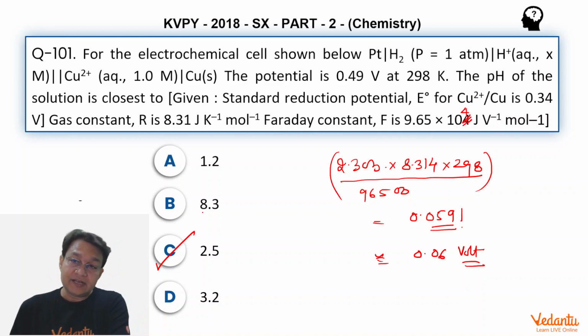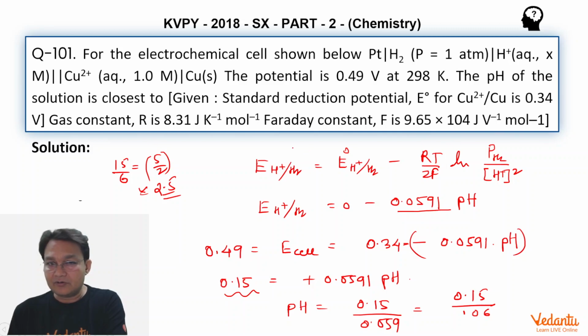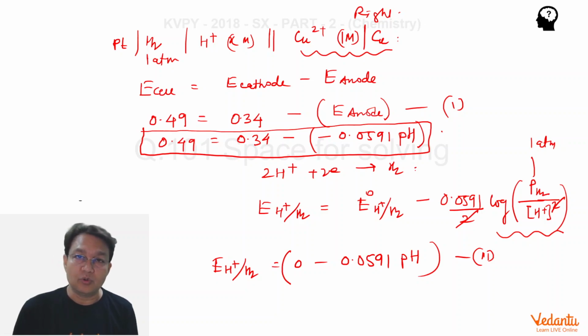I hope that you understand the problem and also understand this trick to solve it. It's not to be done in copybook style, which can make this problem slightly lengthy. It's not a shortcut, it's a conceptual way of tackling it, that E cell is equal to E cathode minus E anode.